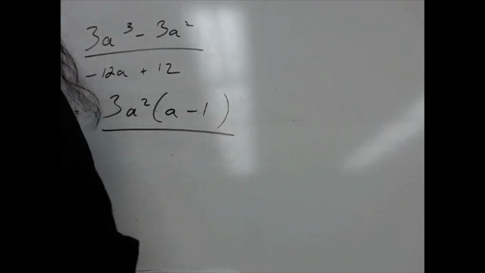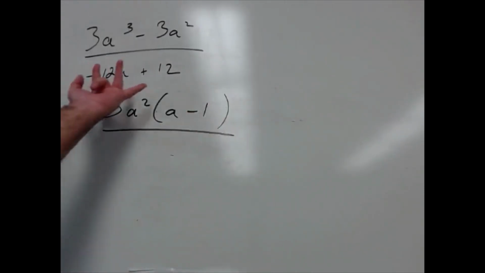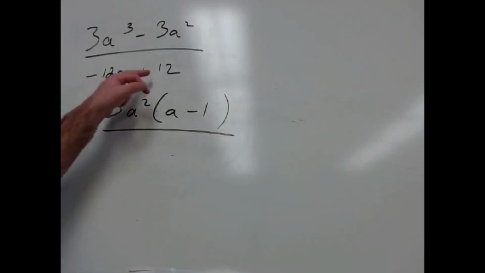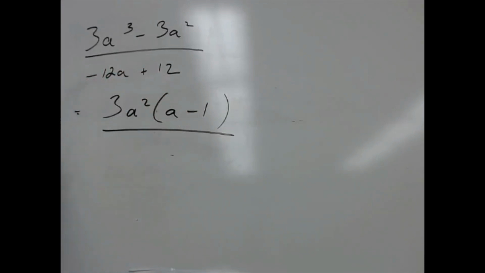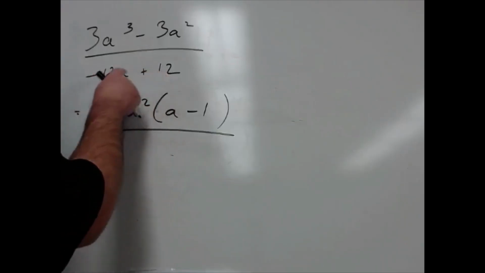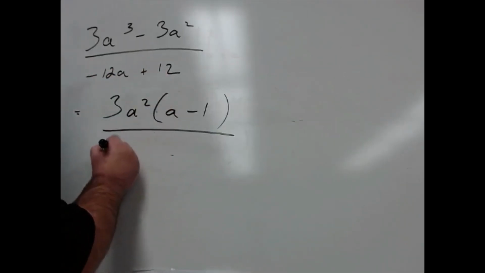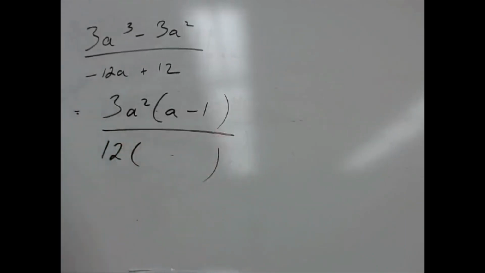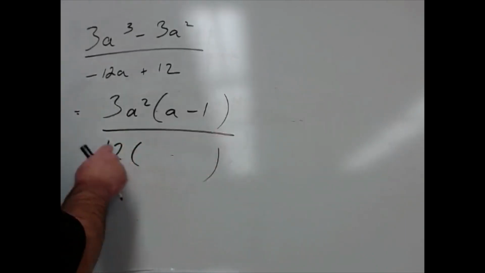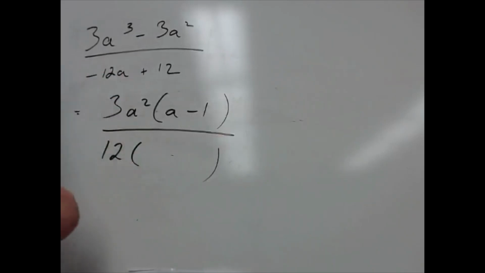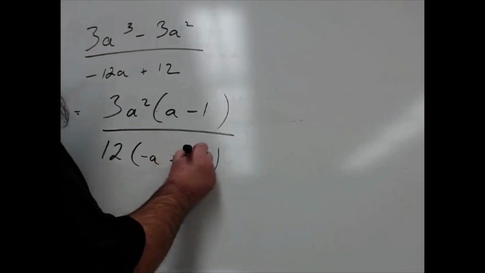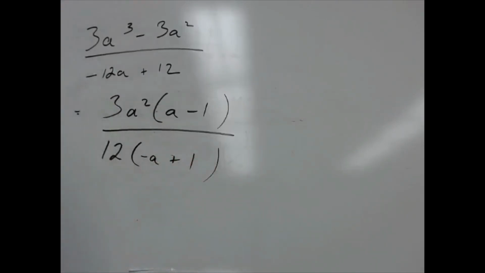Over. Looking at my denominator here, I've got negative 12a plus 12. There are actually a couple ways you could deal with this, but for now, we'll just look at the common factor being a 12. So when I take out my 12, 12 times what gives me negative 12a? Well, I'm going to have to write negative a right here, right? And 12 times what gives me a positive 12? It looks like positive 1. Okay.